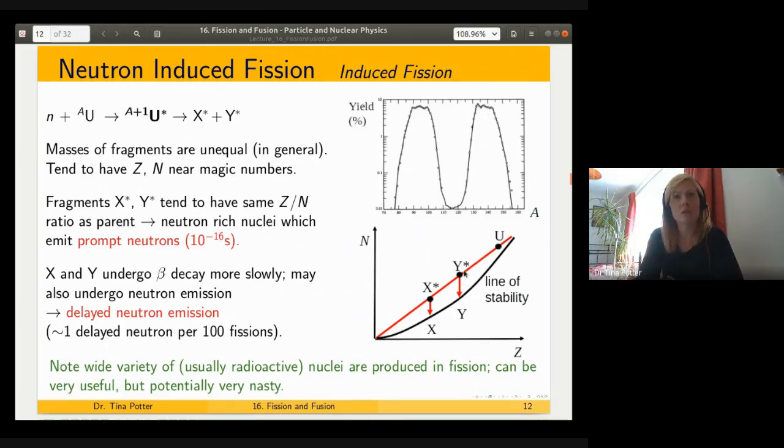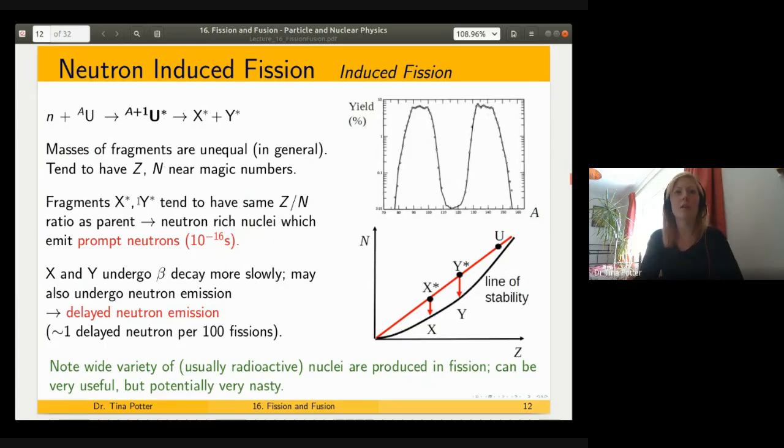They've kicked out some neutrons, but then they usually undergo further decay into more stable nuclei. For example, they will undergo beta decay to get to the most stable nucleus they can. And when they undergo beta decay, they again might have too many neutrons and kick out some more neutrons. So we've got two sets of neutrons coming out here.